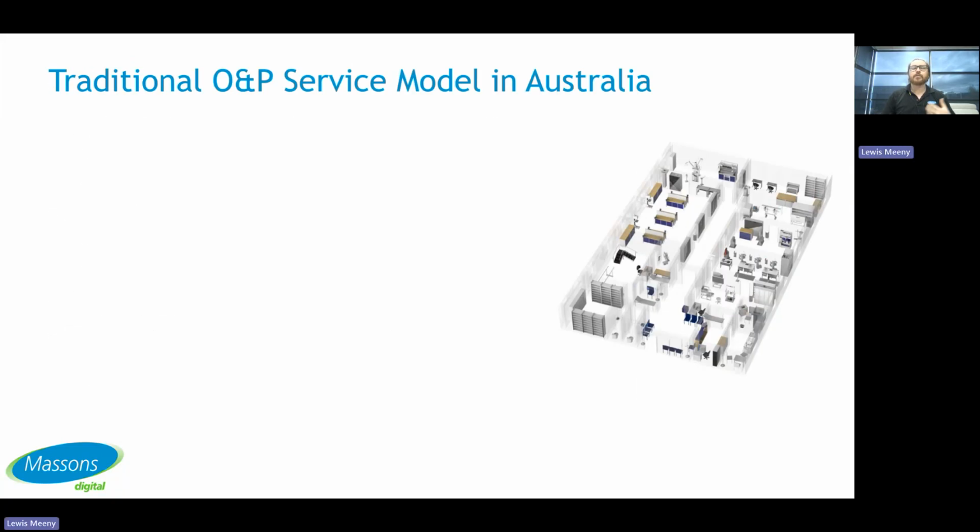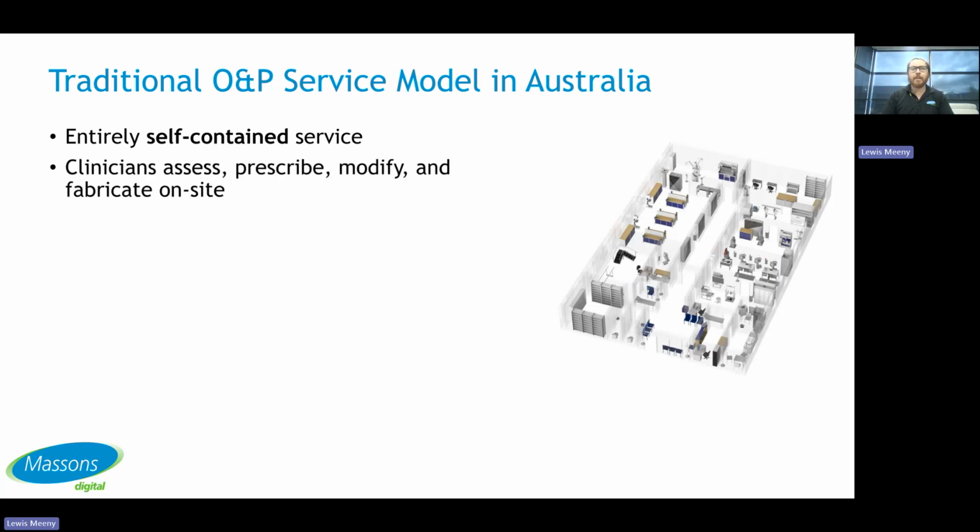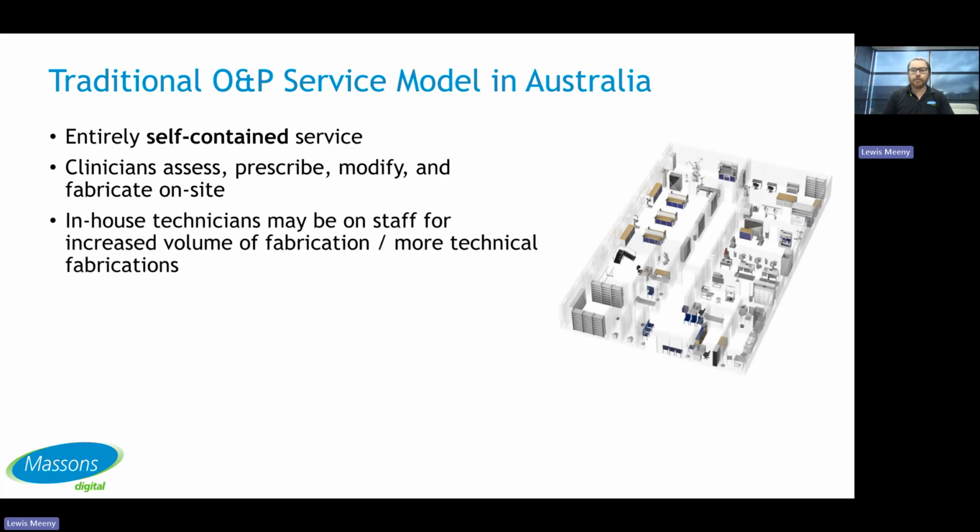So we start by talking about the traditional O&P service model in Australia. For most of the profession's existence, it's been a self-contained service. What we mean by that is that clinicians will assess, prescribe, modify, and fabricate everything under the one roof. There may be in-house technicians on staff to help increase the volume of fabrications or to do stuff that's more technical, but still under one roof in a traditional service model.